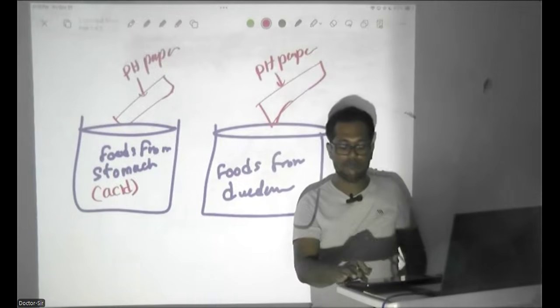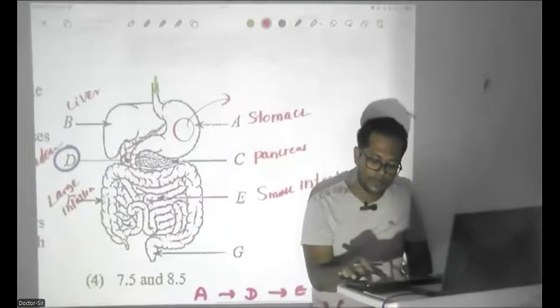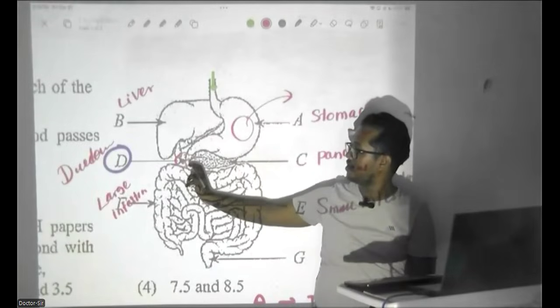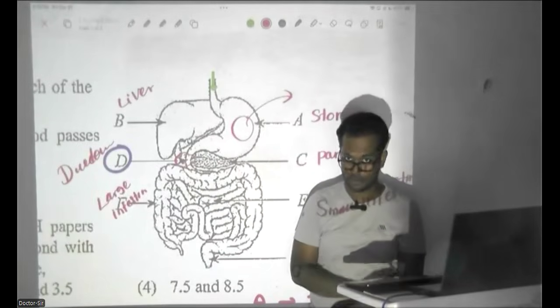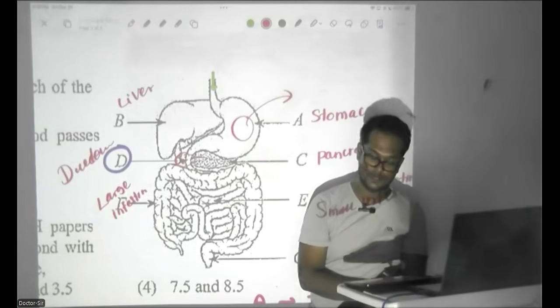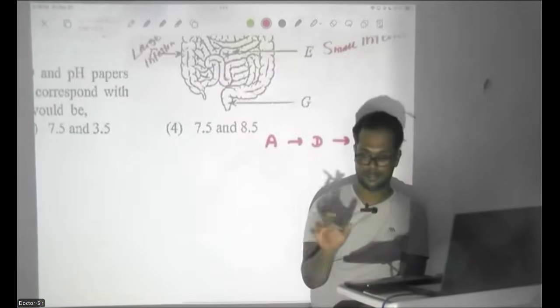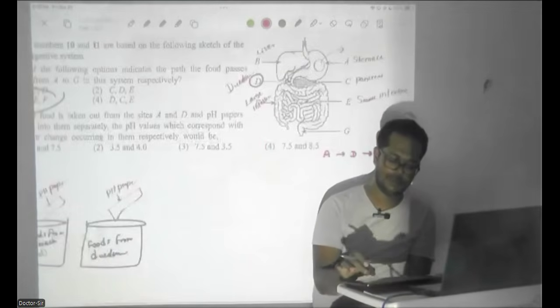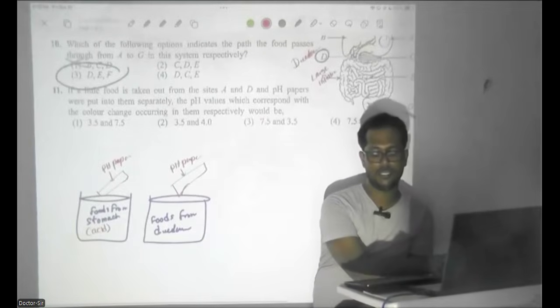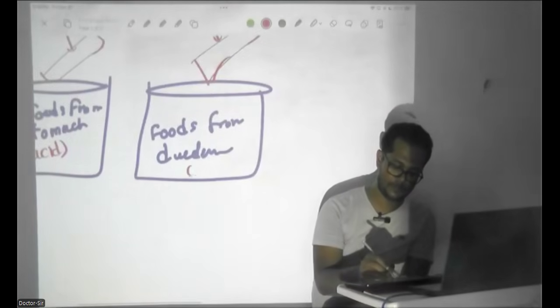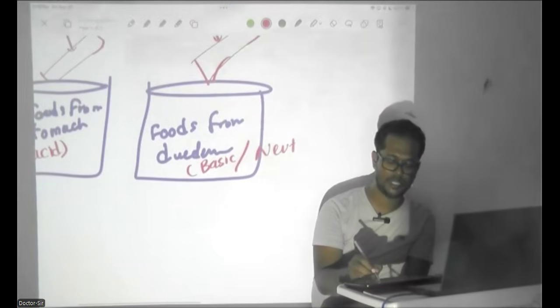In the duodenum, what happens? The pancreas is going to release its secretions into the duodenum area. Then it will become basic in nature. Most of the time it will become a neutral state, or a little bit basic, then neutral. So we can say that it is basic or neutral.